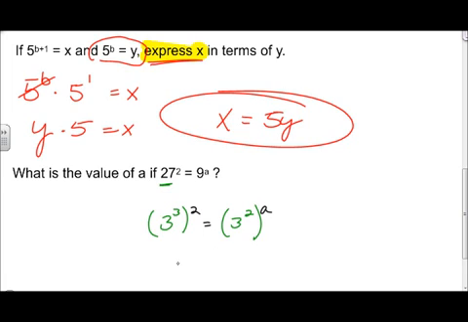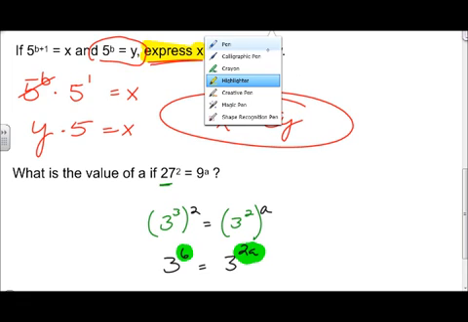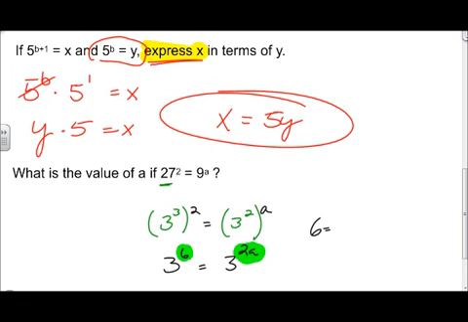So now I have this expression that says 3 to the, well, 3 times 2 is 6, is equal to, well, 2 times a is 2a. The only way for this to be a true statement is if this number and this number are the same. So that gives rise to a little equation that I can write out. The little equation says that 6 is equal to 2a. We'll divide both sides by 2. a is equal to 3. And you can go back and check that. If you raise 9 to the third power, you'll get the same thing as if you raise 27 to the second power.